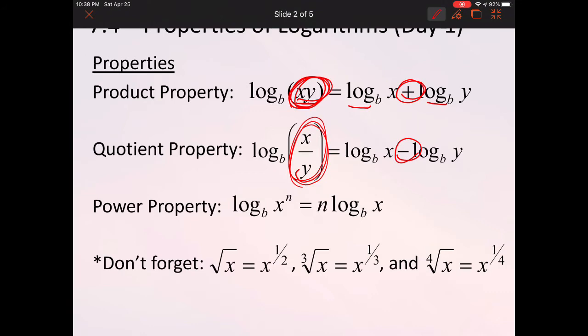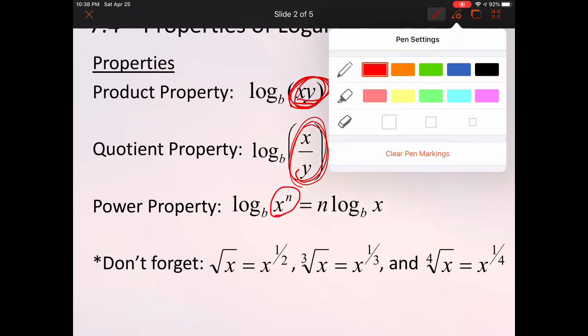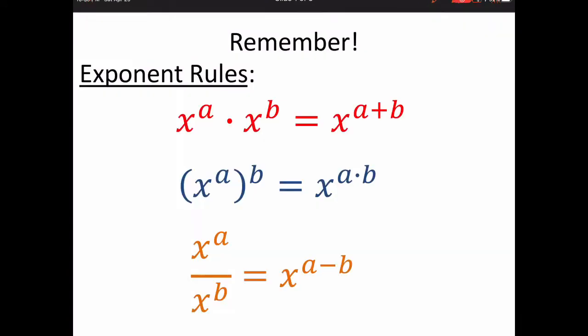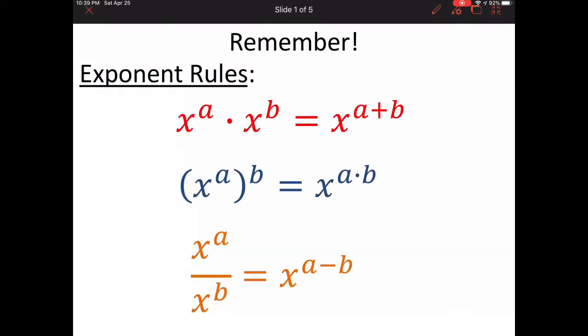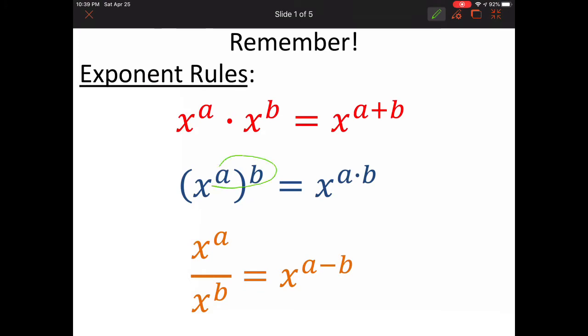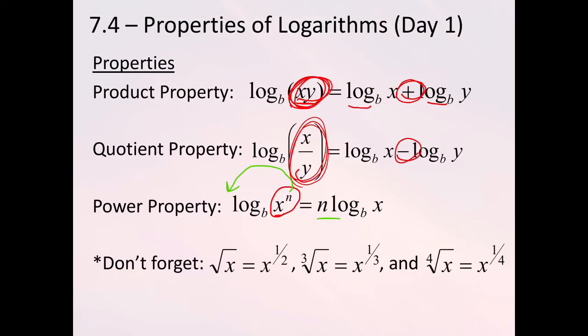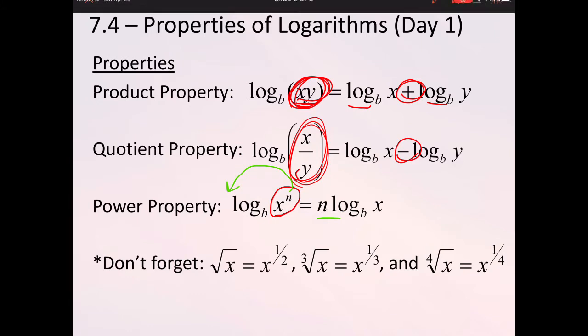If it's being raised to an exponent here, as you can see that it's raised to the n, what we do is we take that n and we move it in front as a multiplier. So if we look back here, this a to the b is being multiplied, right? So if we look here, this n is going to be the multiplier of the log base b of x.